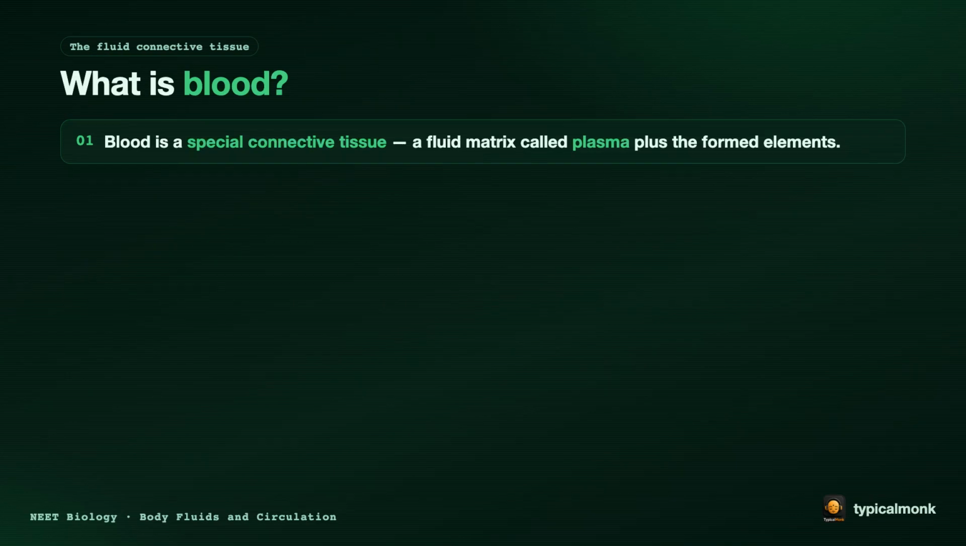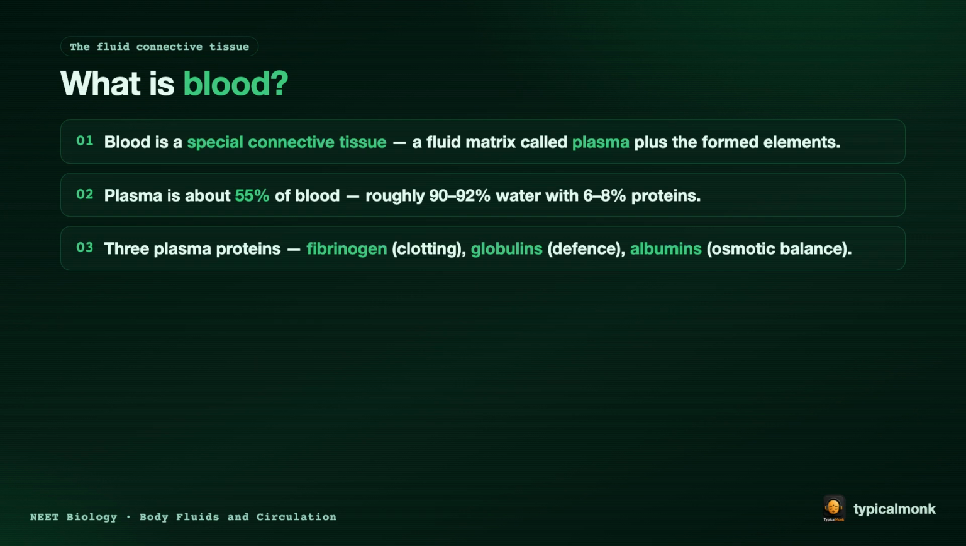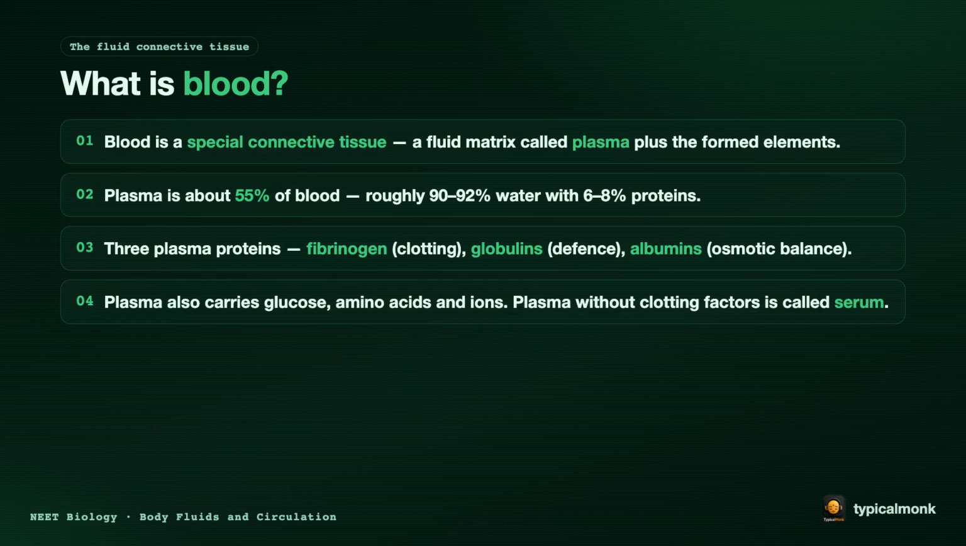First, what exactly is blood? Blood is a special connective tissue, a fluid matrix called plasma, plus the formed elements. Plasma is about 55% of blood. It is roughly 90 to 92% water with 6 to 8% proteins. 3 main plasma proteins: fibrinogen for clotting, globulins for defense, and albumins for osmotic balance. Plasma also carries glucose, amino acids, and ions. And plasma, without its clotting factors, is called serum.